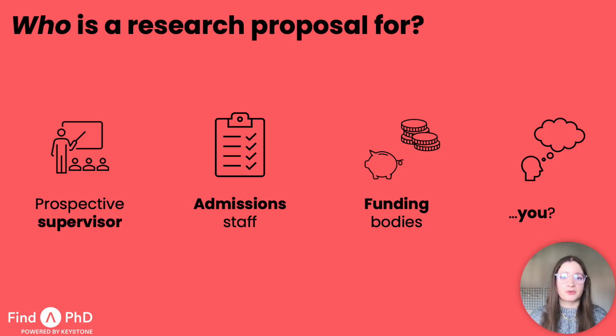Now, one you might not have thought about is the admissions team. Now, they're unlikely to be experts in your field, so although your proposal is still academic writing, it needs to be written in a way that most people reading it can get a general understanding of what you want to do. Now, this is important because the admissions staff need to understand what you want to study and how this fits with the research focuses of that university, and is your project achievable in 3 to 4 years.